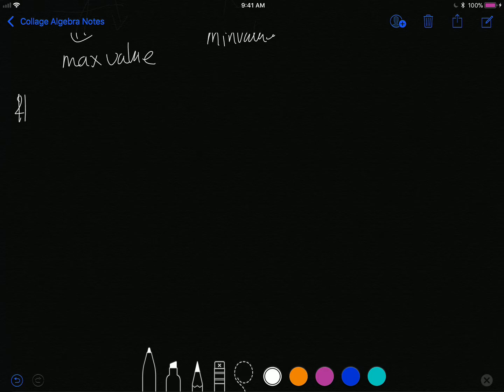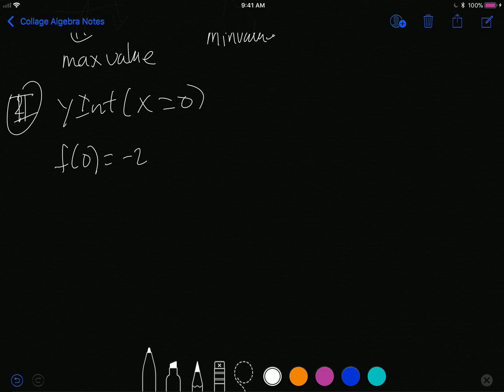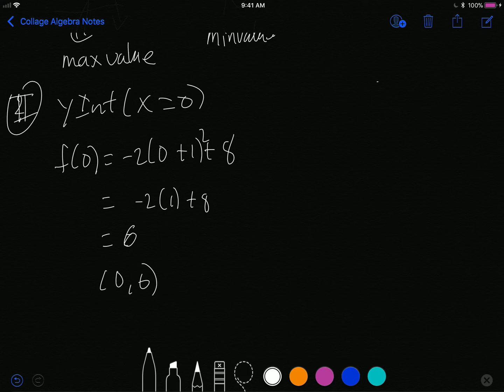Step number 2, I have to find the y-intercept. That means make x equal to 0. You love making x equal 0, it's so much easier. And so when you make x equal 0, you find f of 0, which is equal to negative 2 times 0 plus 1 squared plus 8. And so that's equal to negative 2 times 1 plus 8, which is equal to 6. And so my y-intercept is (0, 6). Just plug and chug.